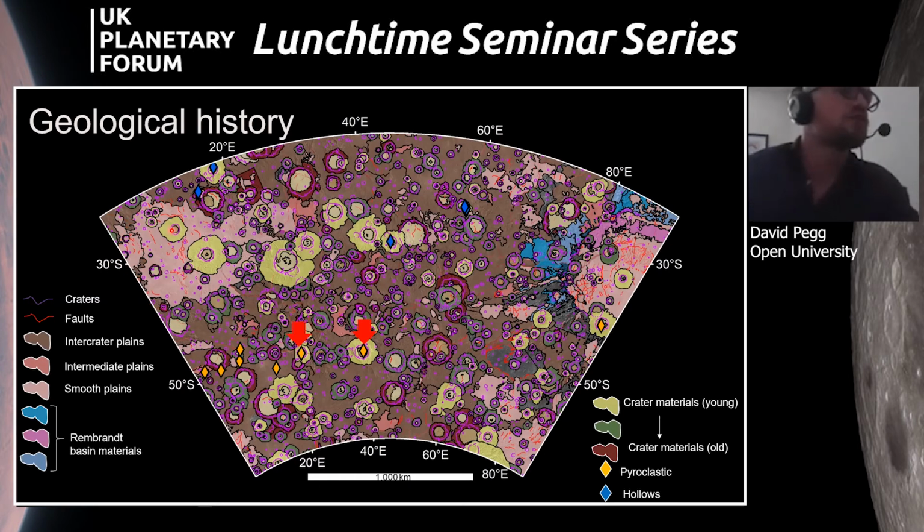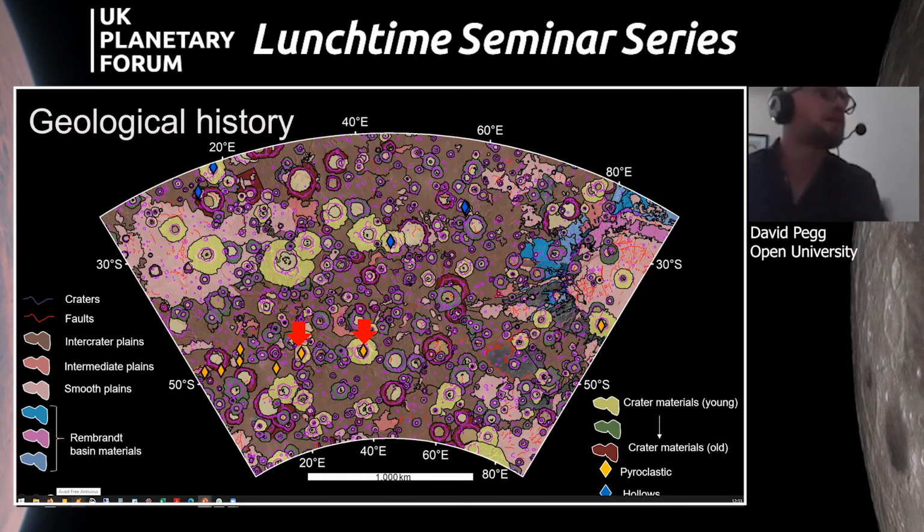And you can also see here, these yellow diamonds are volcanic vents, and they are those pyroclastic features I mentioned earlier on that were identified by Messenger. And you can see they form inside the youngest impact basin, impact craters.